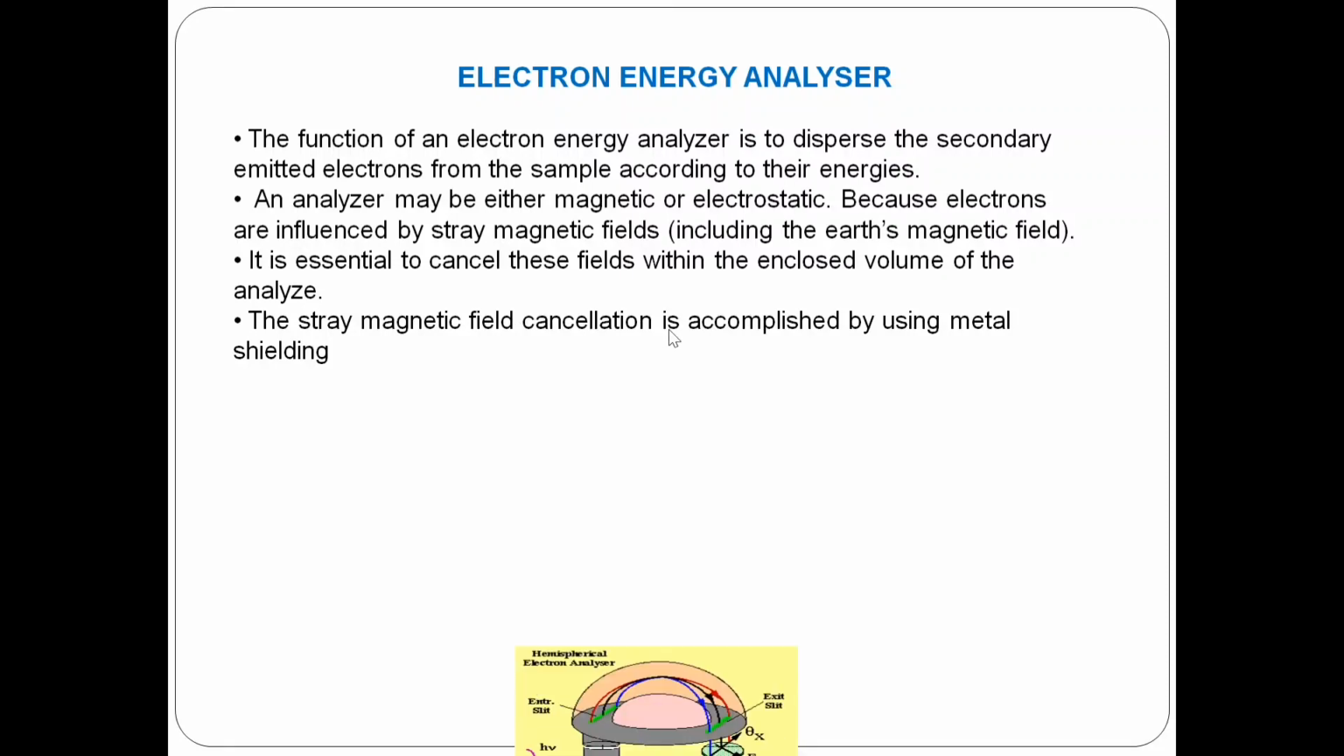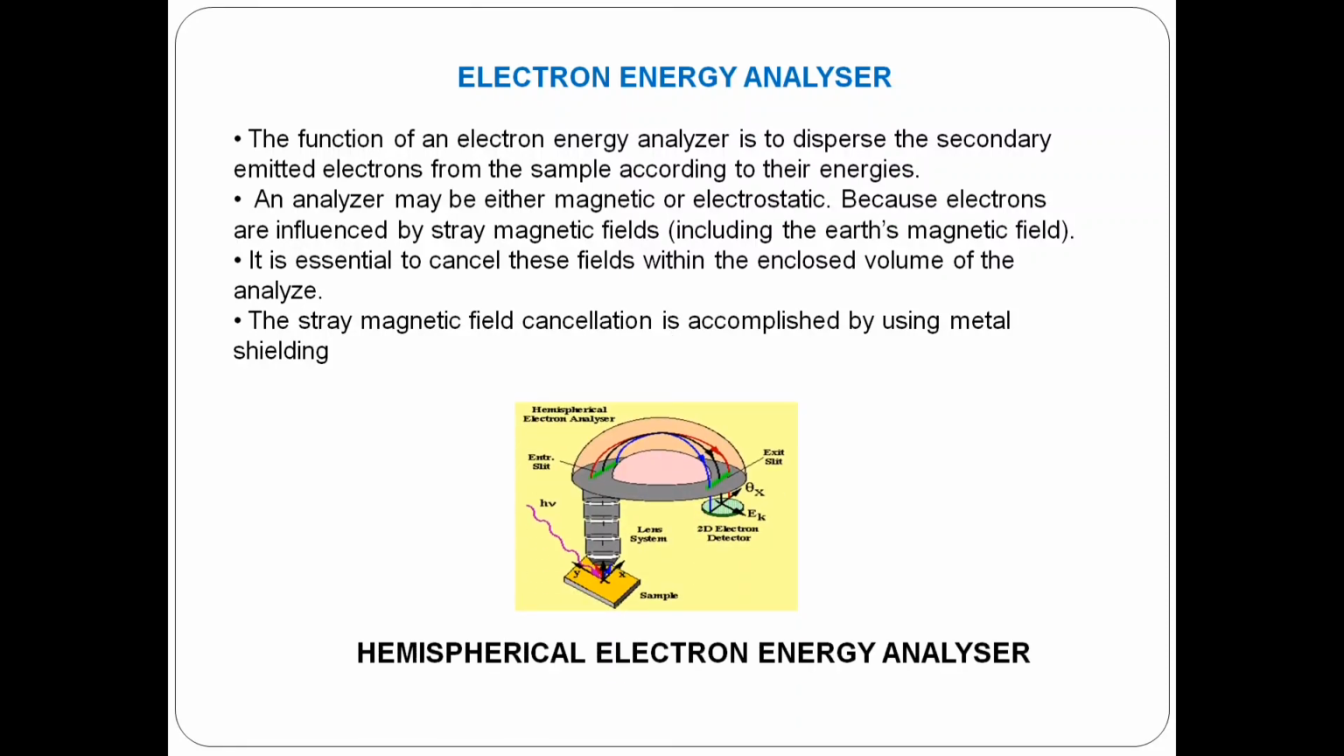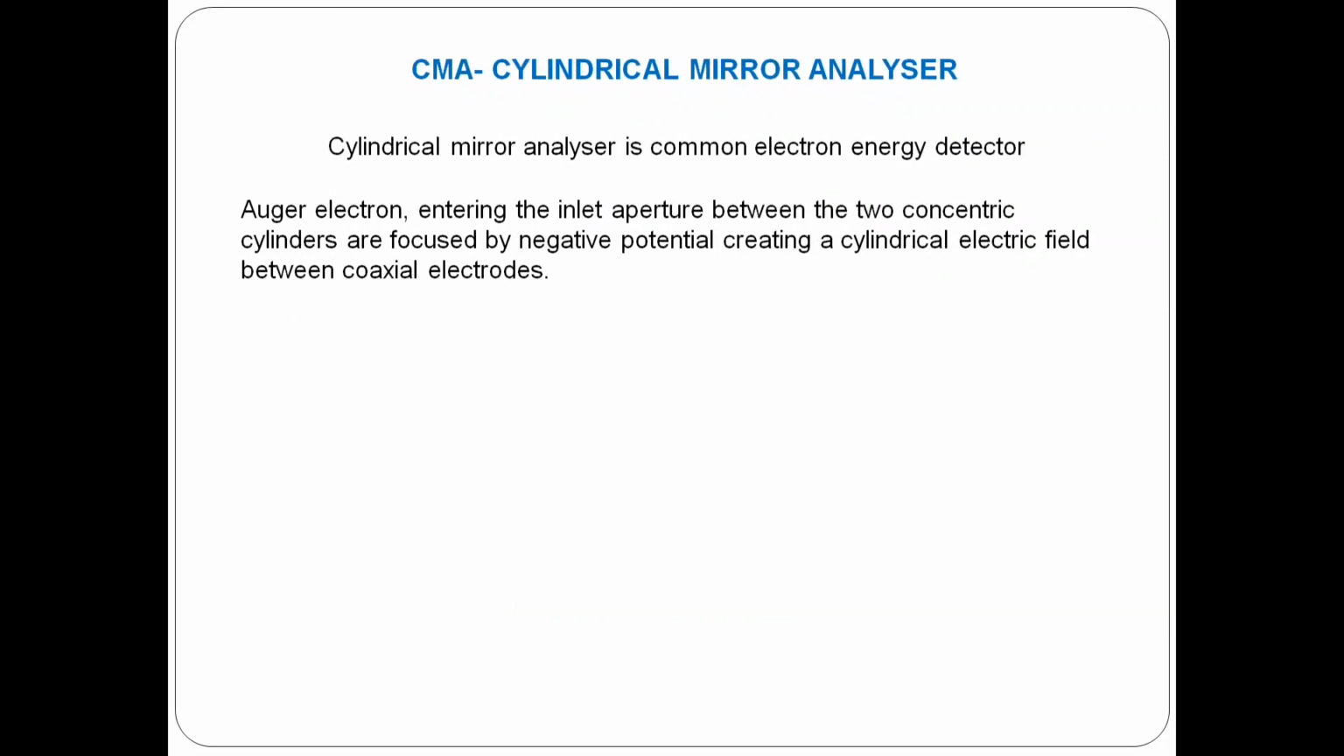Here is the image of a hemispherical electron energy analyzer which is used, but one of the most common analyzers is the CMA. CMA stands for cylindrical mirror analyzer. It is one of the most common electron energy detectors because of its high transmission efficiency, which leads to a better signal to noise ratio.